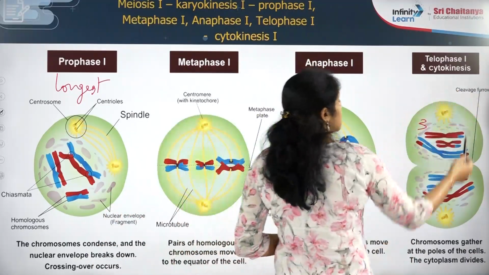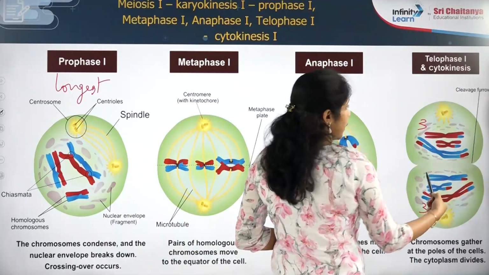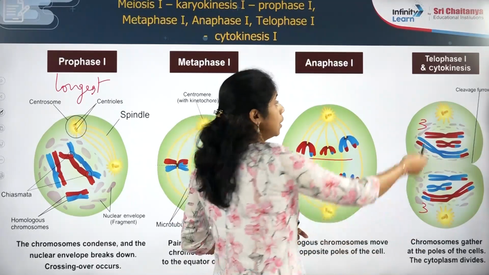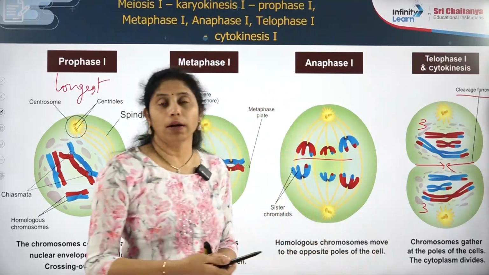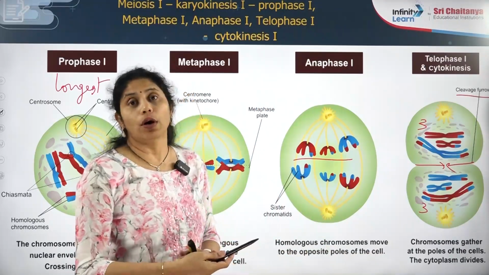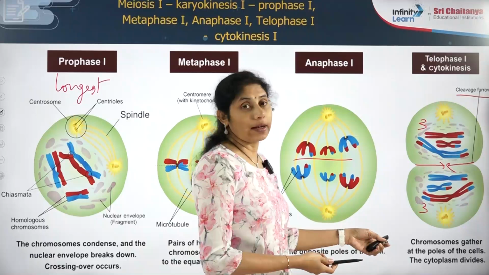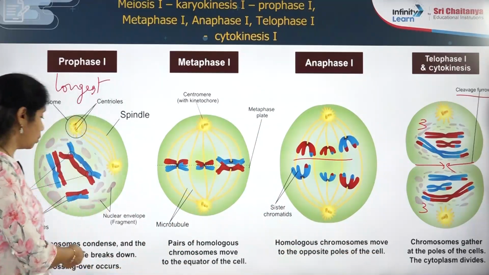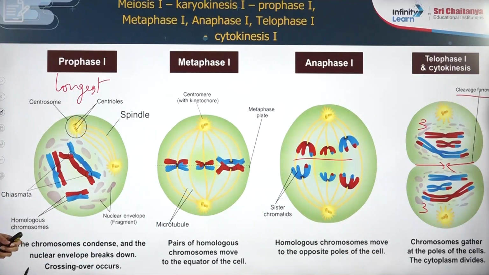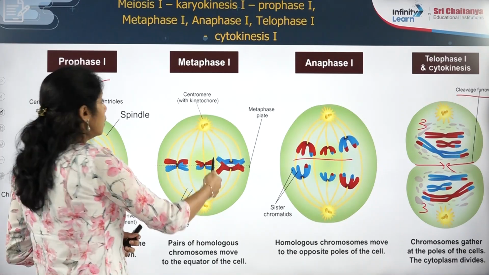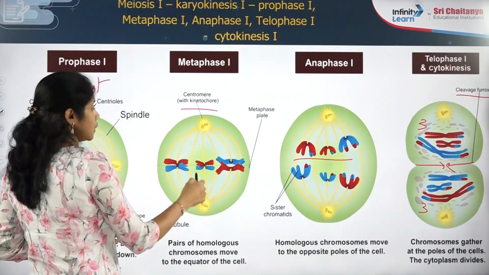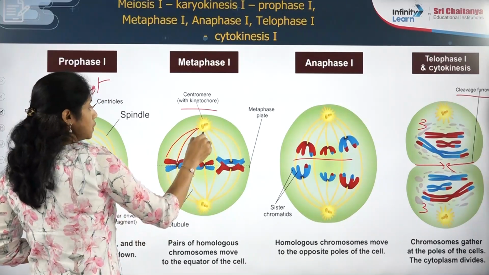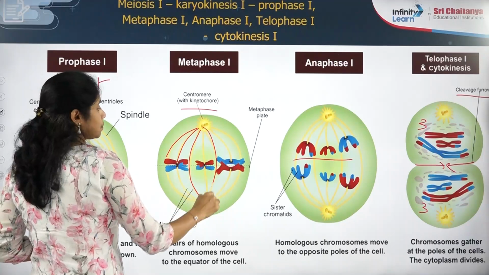After that, cytokinesis proceeds by cell plate formation or cleavage furrow formation. Here it is a cleavage furrow, which deepens towards the center and divides one parent cell into two daughter cells. These two daughter cells are actually haploid. You can see down below that the chromosomes condense and the nuclear envelope breaks down, and a major event in prophase I is that crossing over occurs. Here the centromere and kinetochores are there, the spindle fibers come from opposite poles, and the spindle fibers get attached to them.